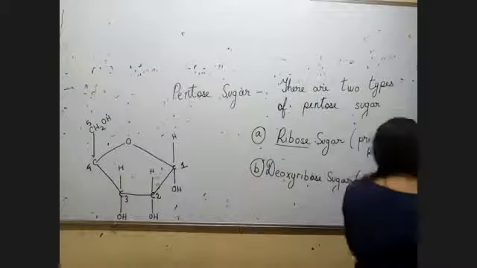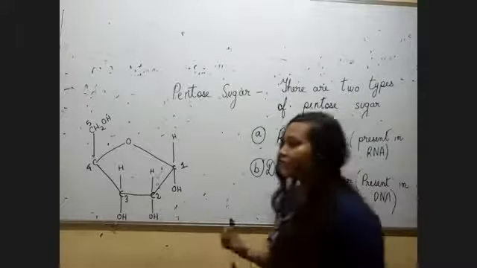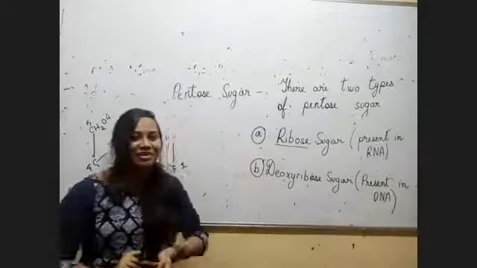Now tell me, ribose sugar is a type of what kind of sugar? What kind of carbohydrate? Monosaccharide, disaccharide, polysaccharide. Polysaccharide. Anyone else having any answer? Yeah, monosaccharide is the correct answer. How can it be polysaccharide?